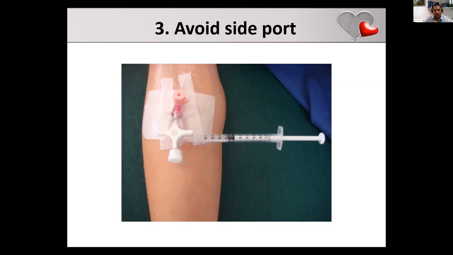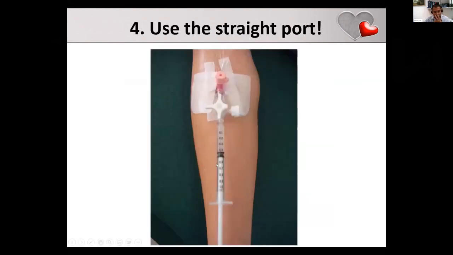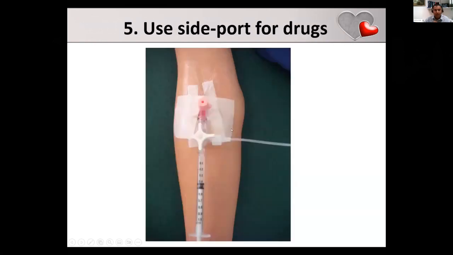We would suggest, again, don't use the side port where the bubbles have to go through a 90-degree angle. Use the end port so the bubbles can go straight through the cannula. And if you're giving this with dobutamine, put the dobutamine through the side port, and the cannula, you can use the straight port for the contrast.